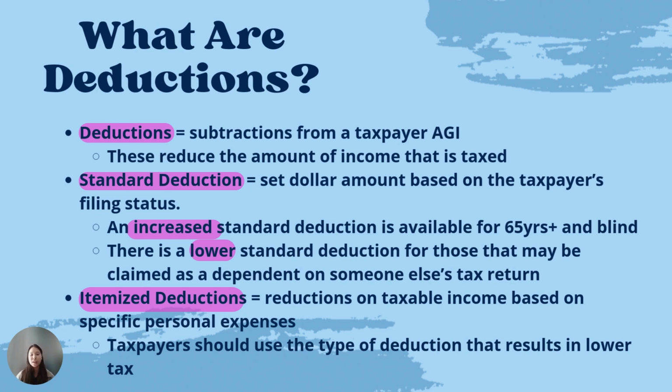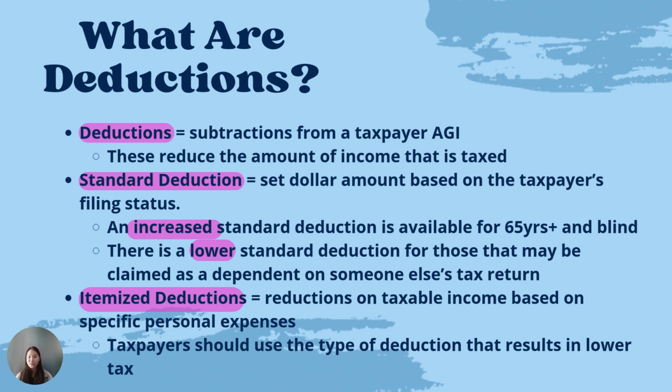The standard deduction is a set dollar amount based on the taxpayer's filing status. So if you're married filing jointly, you'll get this much on your standard deduction. If you're single, you'll get this much. If you're head of household, you'll get that much. And it'll go based on the order of the filing status. For example, married filing jointly is the highest tax bracket, meaning it'll be taxed at the lowest rate, meaning you'll get a higher standard deduction because you're subtracting that amount from your income, thus lowering the amount you have to pay. An increased standard deduction, though, is available if the taxpayer is 65 years old or greater and blind.